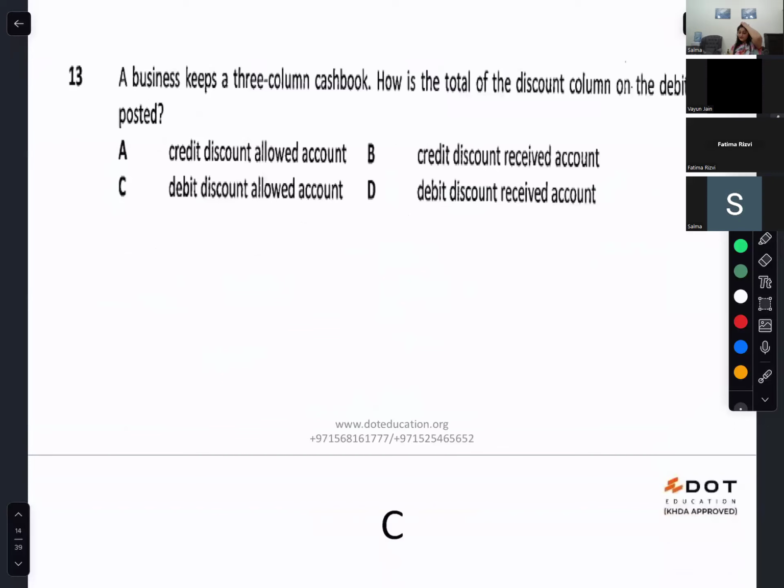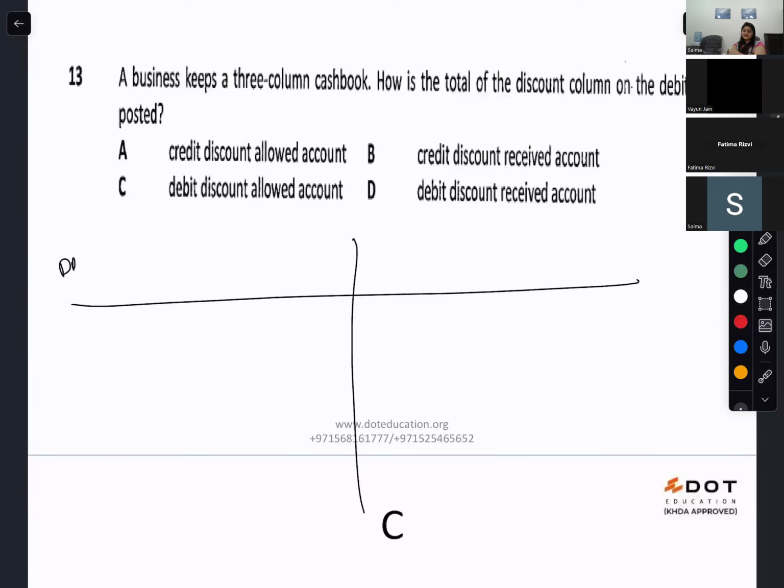Come on, Fatima. A business keeps a 3-column cash book. How is the total of the discount column on the debit side posted? On the debit side, it's discount allowed. So in your cash book, the debit side is discount allowed, and the credit side is discount received. Okay. So C.